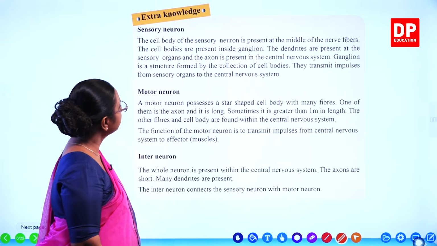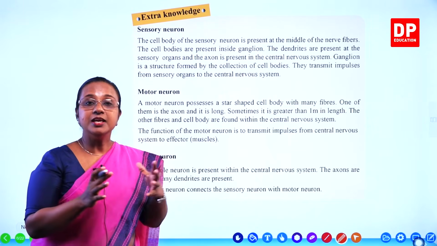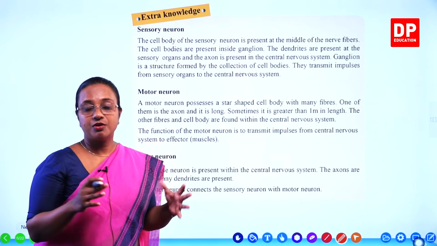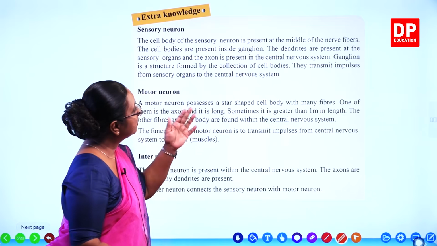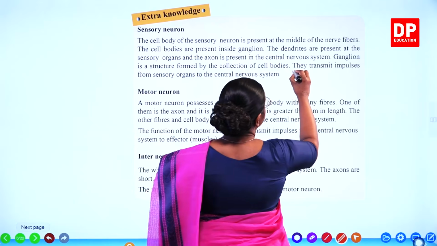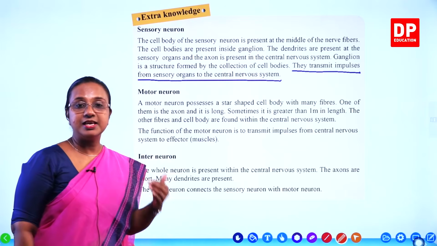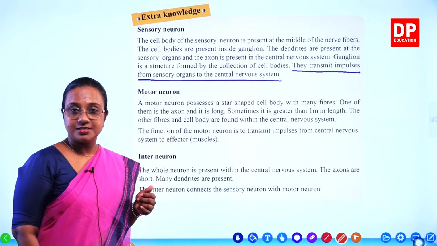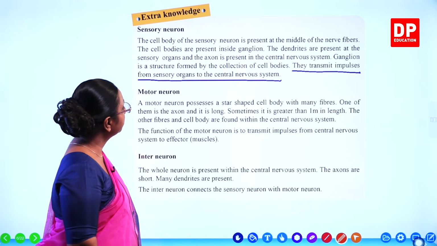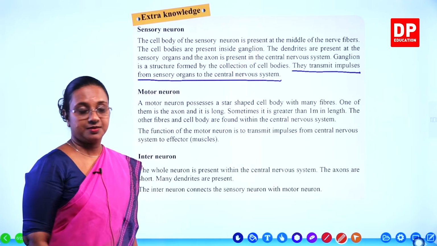Ganglion is a structure formed by the collection of cell bodies. So many neurons exist together and the cell bodies of all these neurons form the ganglion. They transmit impulses from the sensory organ to the central nervous system. Motor neuron. A motor neuron possesses a star-shaped cell body with many fibers.